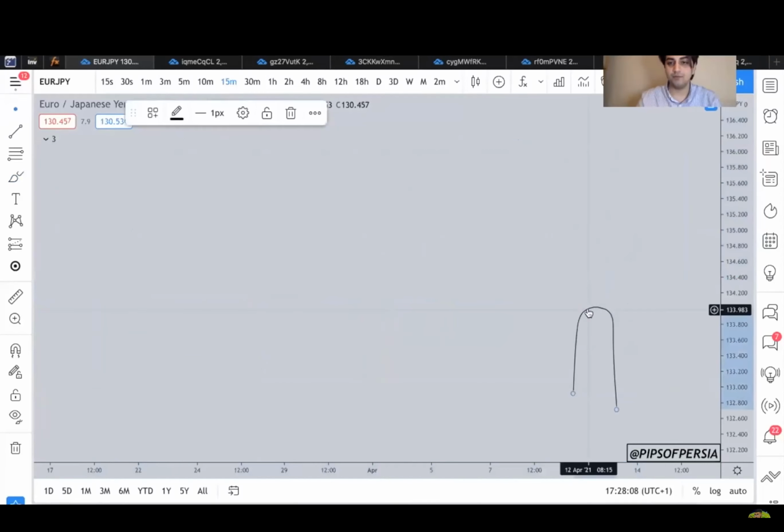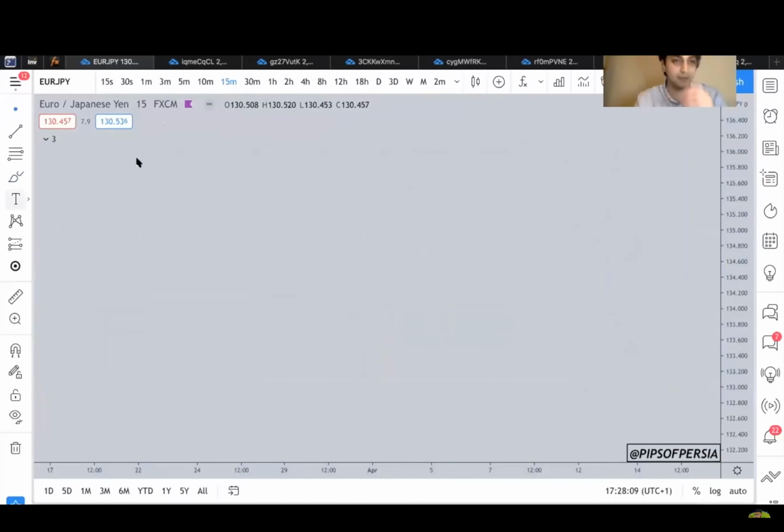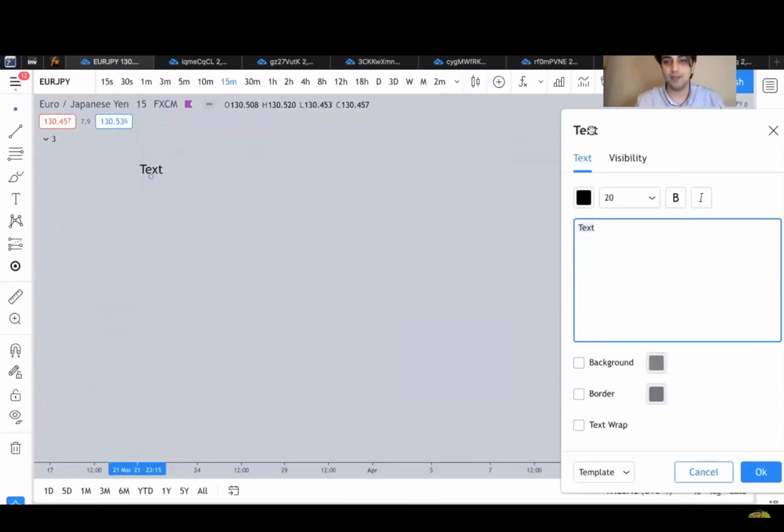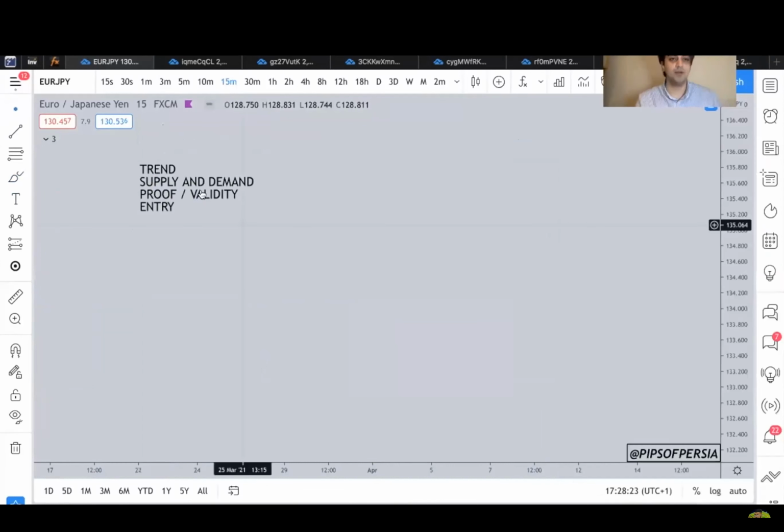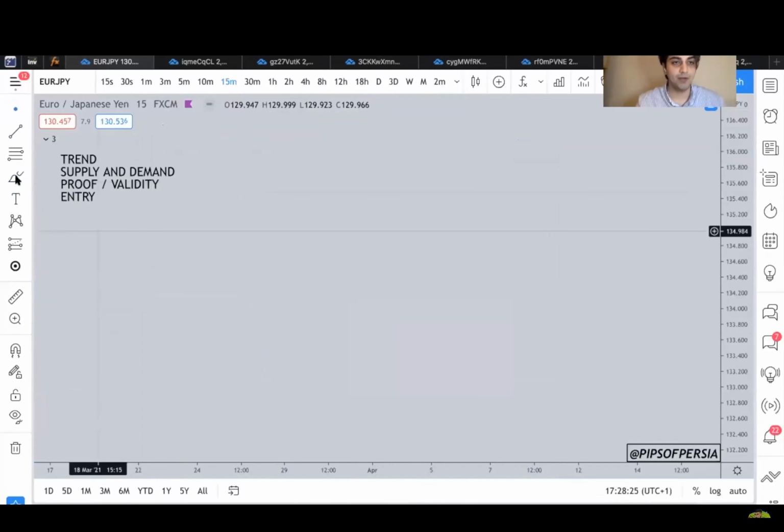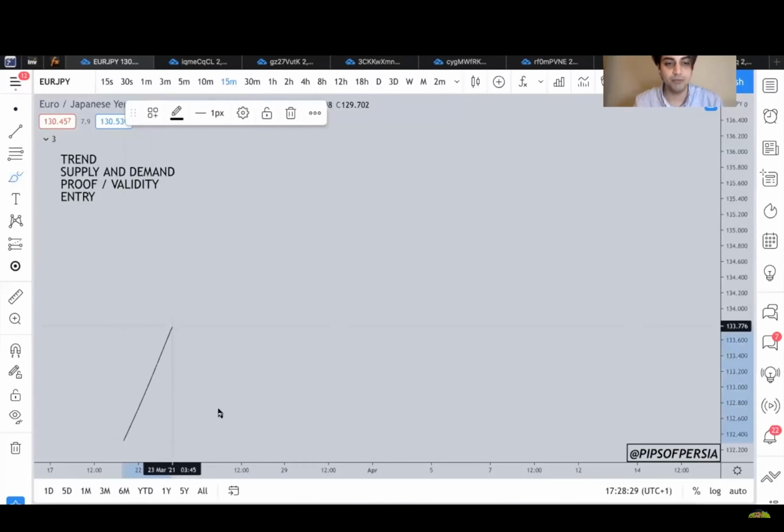A lot of people ask, what steps do you take to actually analyze the charts? This is what I do. I look at my trend. I look at my supply and demand. Then I want to look at my proof and validity. Then I want to look at my entries. Very simple, very straightforward. And what I mean by that is this. I look at my trend. So if in the trend we've got this bullish move, excellent. I'm looking at an uptrend.